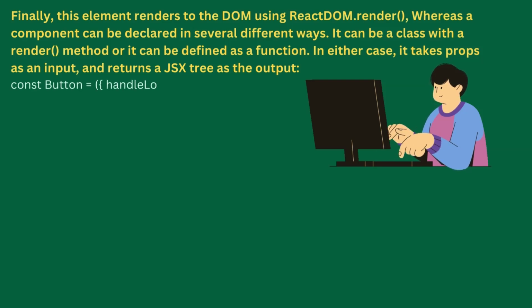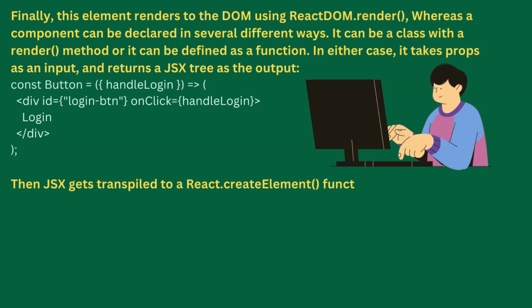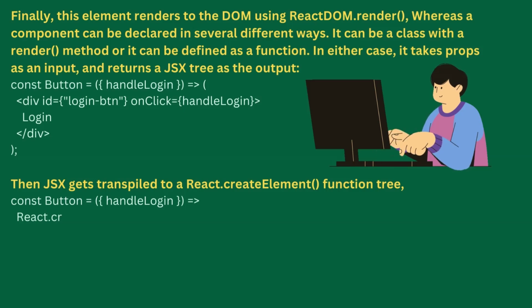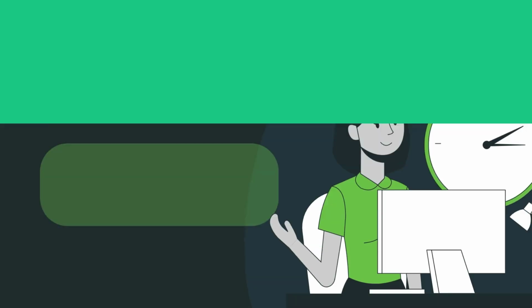Here login-btn with onClick event as handleLogin with text login and assigned to variable button. Then JSX gets transpiled to a React.createElement function tree. Inside React.createElement function, tag is div and id as login-btn, onClick event as handleLogin, and text as login and assigned to button variable.